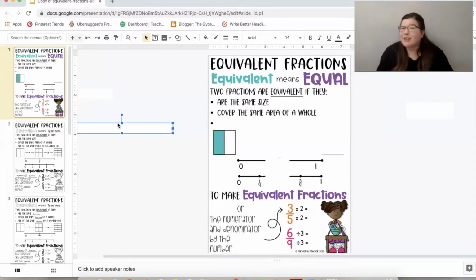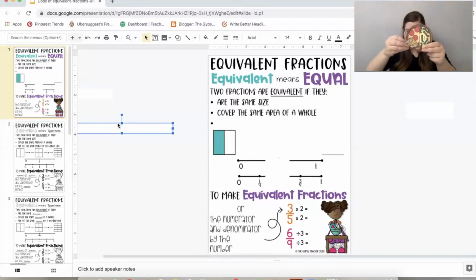Two fractions are equivalent if they cover the same area of a whole. So what does that mean? That means the same thing, very similar to what we just said. But if I have a whole, here's my whole pepperoni pizza, and I put 1/2 on one side, will my 2/4 cover the same area that my, sorry, I lost a piece. Whoops. That my 1/2 did?